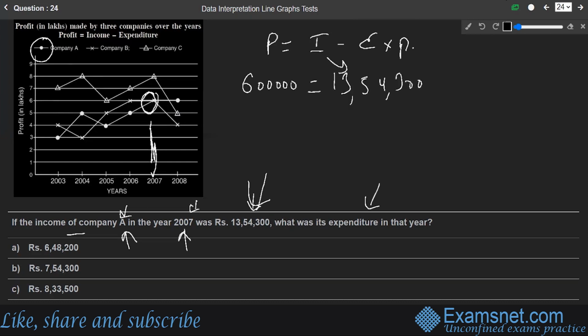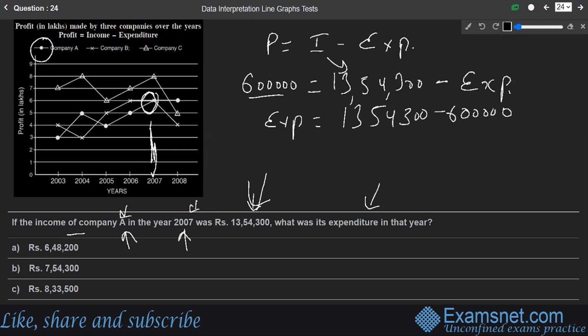That is the income value, minus the expenditure. We can calculate using this formula. So the expenditure value is, the 6 lakh will come down here. Expenditure value will be 13 lakh 54,300 minus the 6 lakh. If we subtract this further, this comes out to be 7,54,300. So that becomes the expenditure value as asked in the question. So option B becomes the right answer.